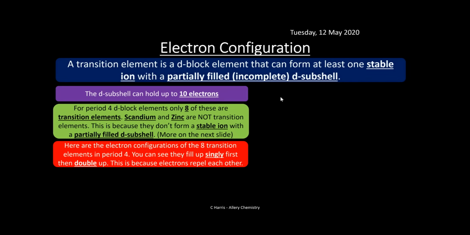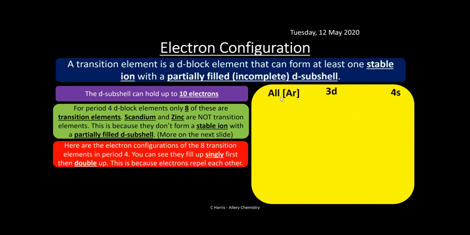Now electrons have a similar principle where they will fill up an orbital singly first. If there's a spare orbital, it'll go in there, and it isn't until all the orbitals are full that they have to then pair up because there's nowhere else for them to sit. So this is quite important.